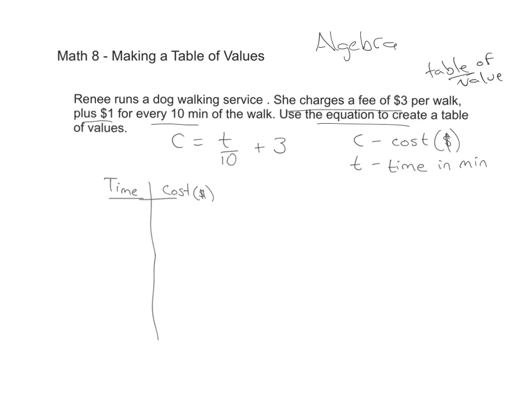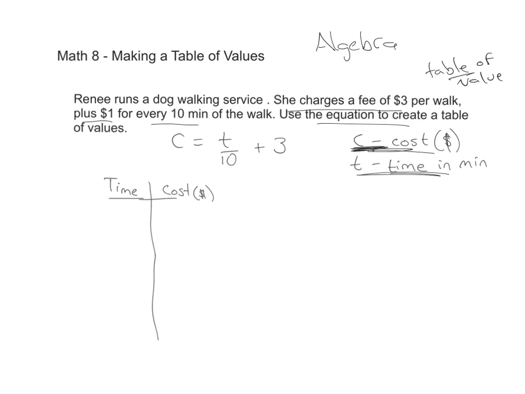So in this equation, we've got two variables. We've got C, which represents how much she's going to charge, the cost to the client, and we also have T, which is how much time she's going to spend walking the dog. Because if she spends more time walking the dog, she is going to charge more. If she spends less time walking a dog, she's going to charge less. So these two are our variables in the equation. The client clearly wants to know what the cost is going to be, and so does Renee.